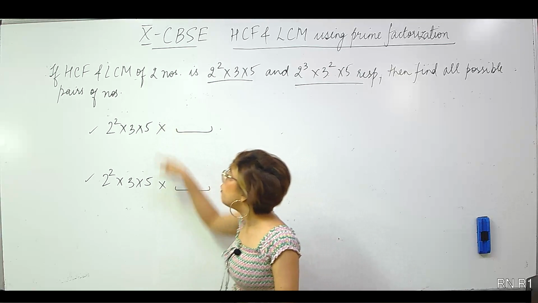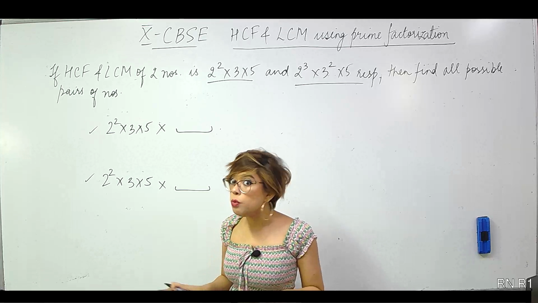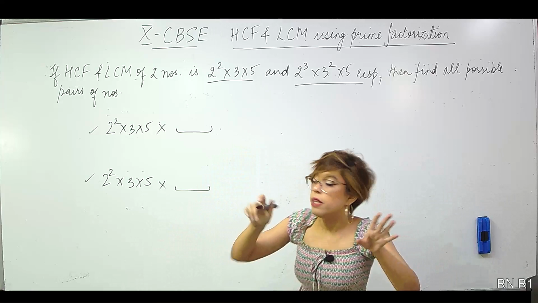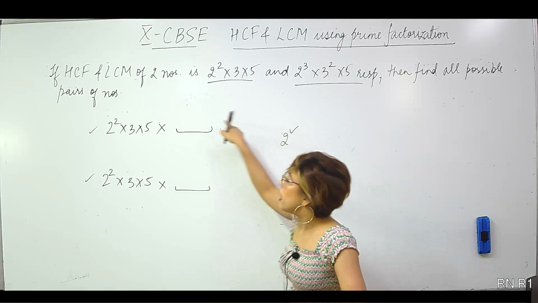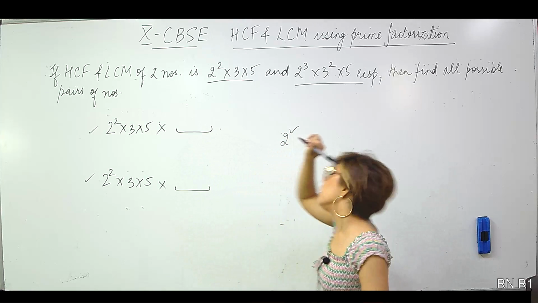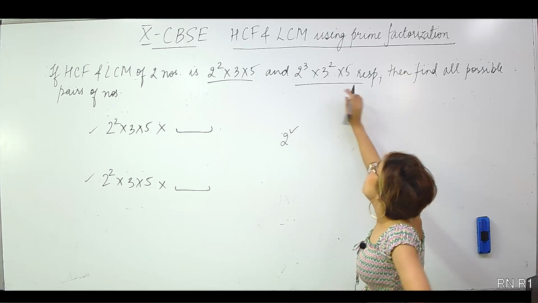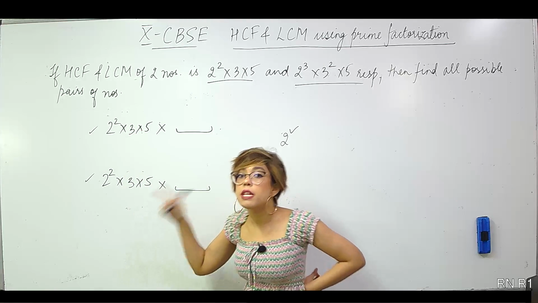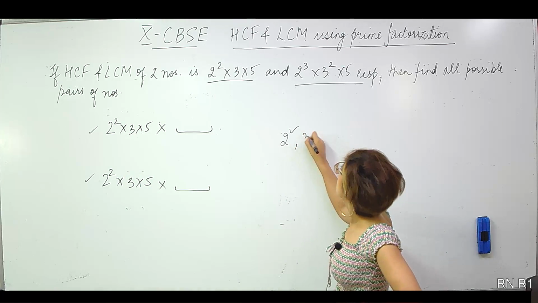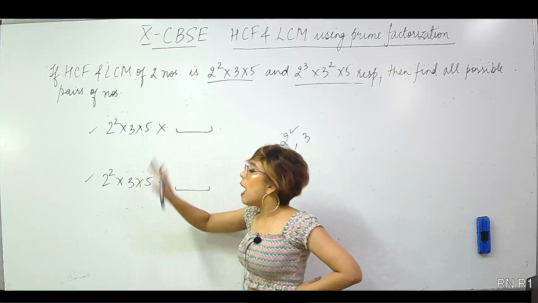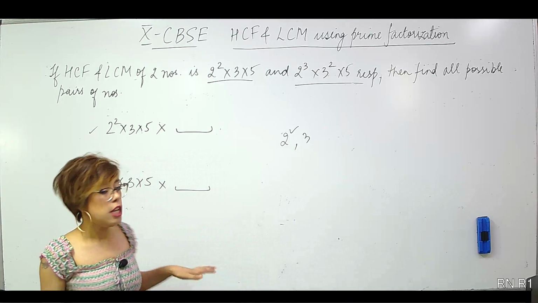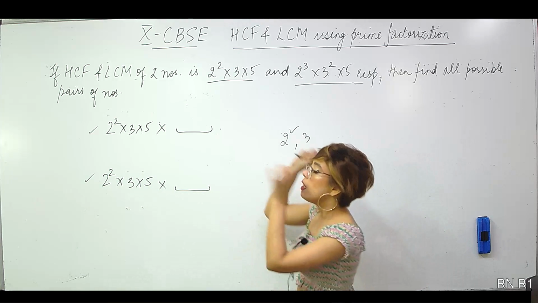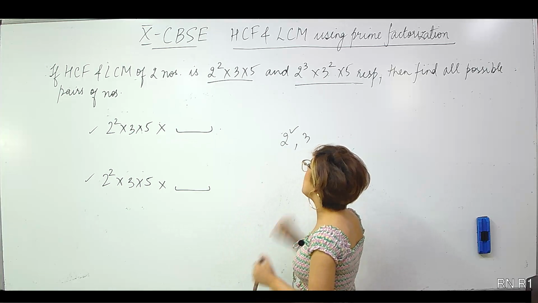That means in one of the numbers I have to make 2 cube. Right? 2 square is already there. That means I have to put in another 2. So 2 is the extra factor that I need to put in one of these. Then 3 square is there. 3 I have already put in. That means in one of the numbers I need to put in 3 as well. 5 is there. I do not need to put any 5. So these two factors I have to put in these two numbers.